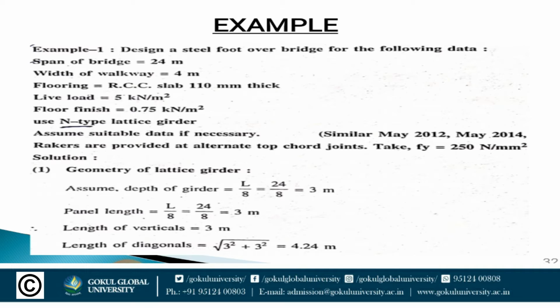Okay, so let me start the example. First step, geometry of lattice girder. Before designing any section, we have to identify the different dimensions. It's called the geometry of the lattice girder. After identifying the dimensions, we have to put the loads on it. Then after putting the load, we check the shear force and bending moment it carries. So we have to identify the shear force and bending moment. After that we make the design.